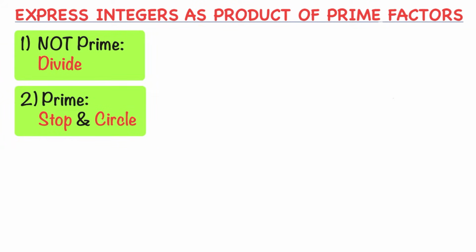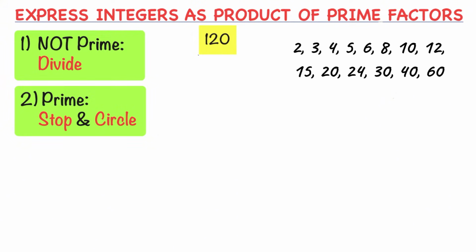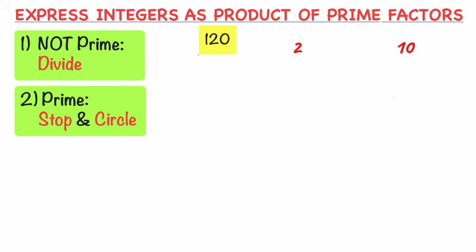Let's try this with 120. 120 isn't prime, so we divide it. Although it is divisible by many numbers, the easiest are 10 and 2. You can choose either, it wouldn't affect our final answer. I'll start with 10. 120 divided by 10 equals 12. 10 isn't prime, so divide it by 2, which equals 5. Since 2 and 5 are prime, we stop and circle them.